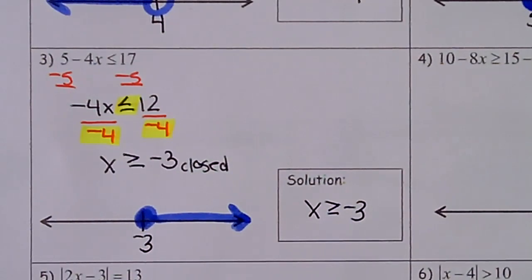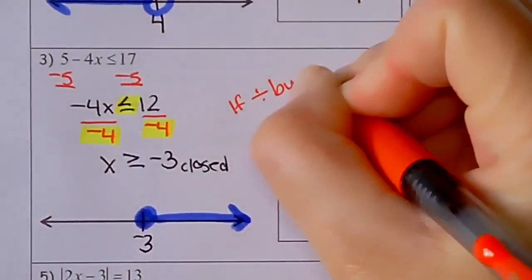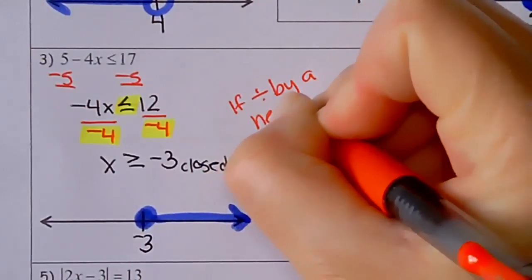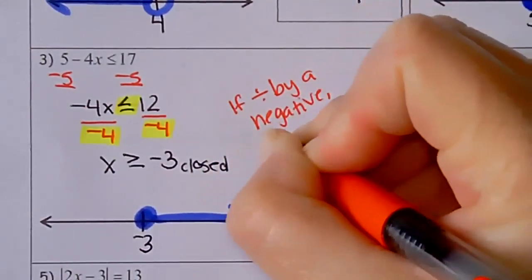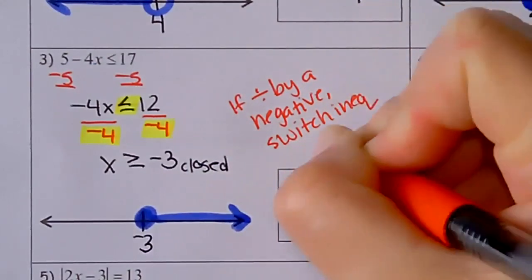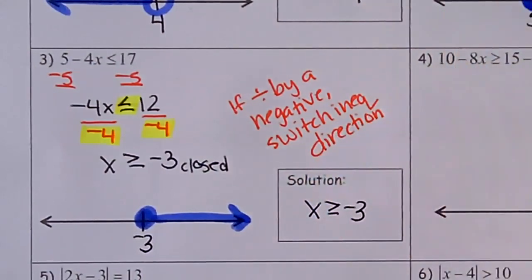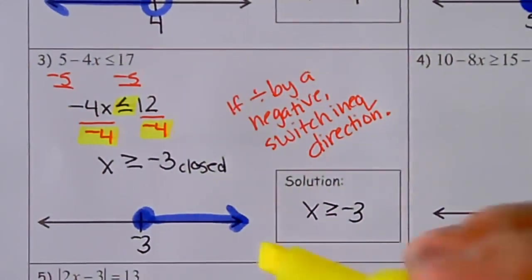So I'm just going to make a little reminder. If divide by a negative, switch inequality direction. Okay, or multiply. In this case, I divided. So if you multiply or divide by a negative, you're going to switch the inequality direction. And let me just highlight that.